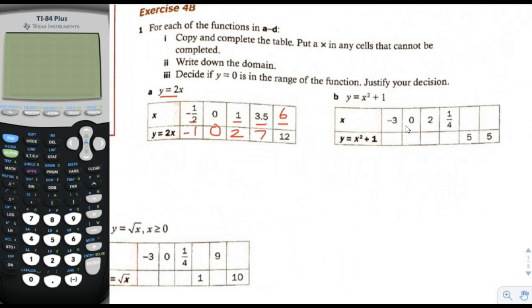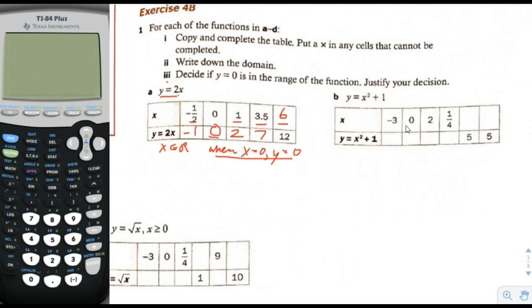Now I'm going to write down the domain. So the domain of this function is all real numbers. Now number 3. Decide if y is equal to 0 is in the range of the function, justify your decision. Yeah, y equals 0 is in the range of the function. It's right there. Okay. So, because when x equals 0, y equals 0. Okay, so that's the reason why y equals 0 is in the range of the function.